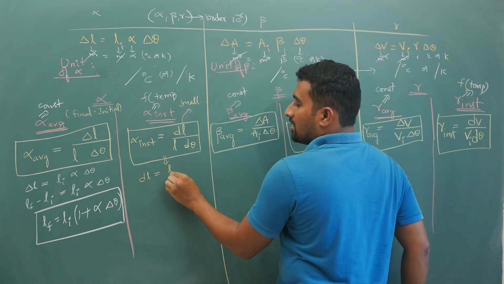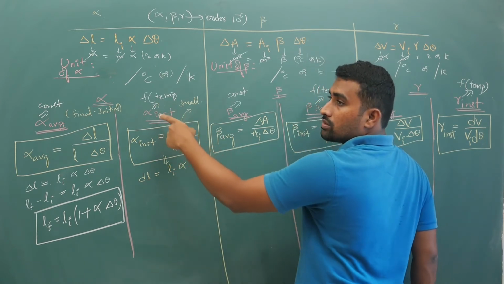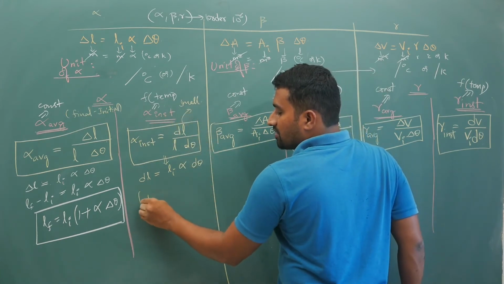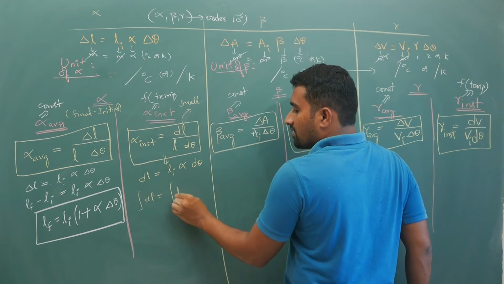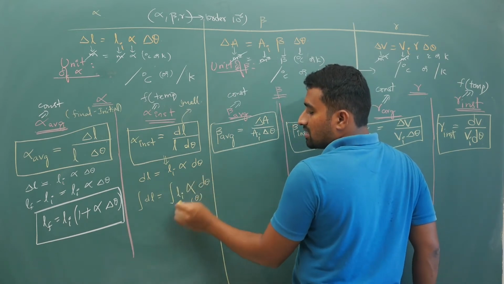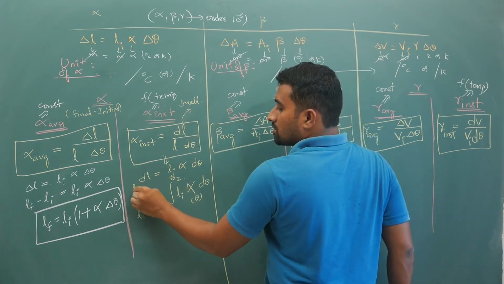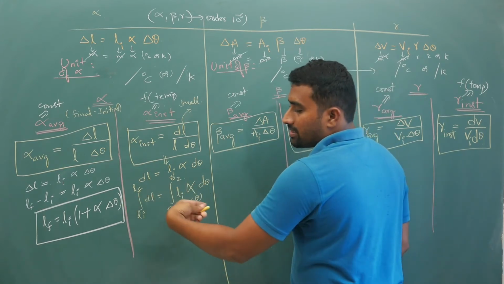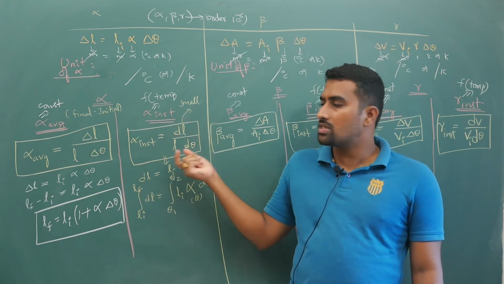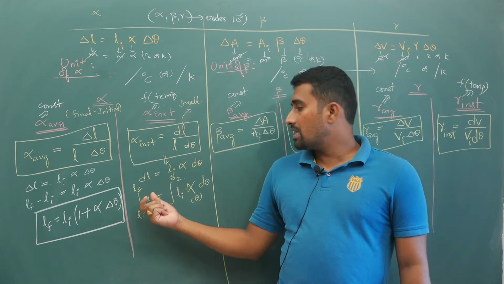dL is L initial into alpha into d theta. Now here I told you, you have to use this instantaneous definition when it is a function of temperature. So integral of dL is equal to integral of L initial times alpha as a function of temperature into d theta, from some temperature theta 1 to theta 2, from some initial length to final length. You have to integrate it. What have I done? I have taken the definition, I have sent the remaining two terms to the other side, and then I am integrating it.